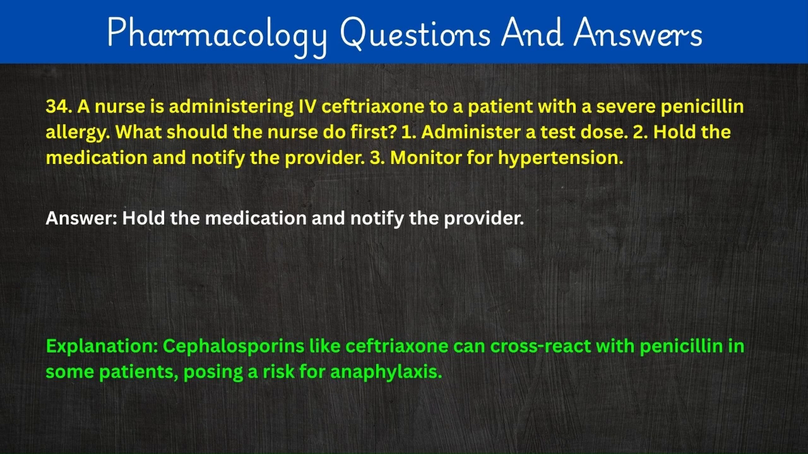34. A nurse is administering ceftriaxone to a patient with a severe penicillin allergy. What should the nurse do first? 1. Administer a test dose. 2. Hold the medication and notify the provider. 3. Monitor for hypertension. Answer: hold the medication and notify the provider. Explanation: cephalosporins like ceftriaxone can cross-react with penicillin in some patients, posing a risk for anaphylaxis.